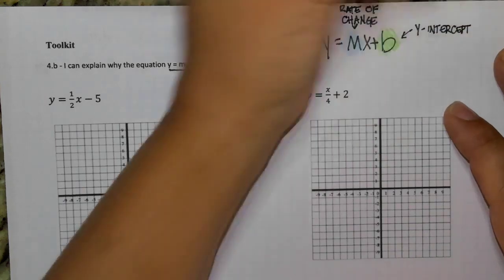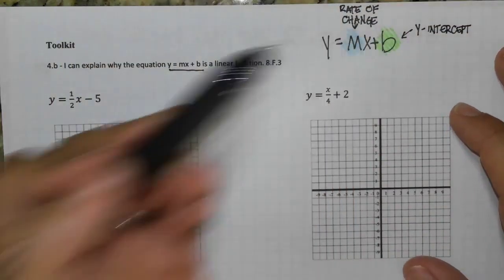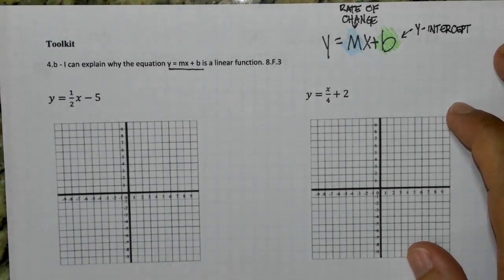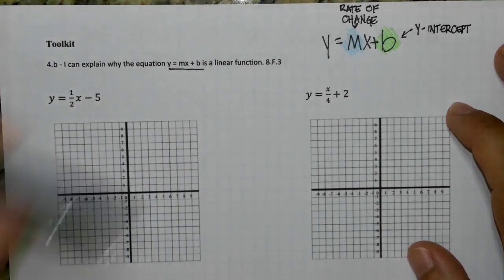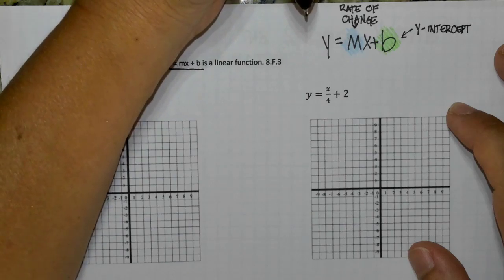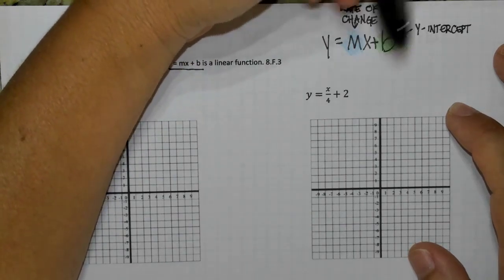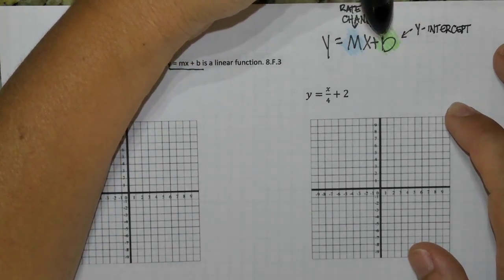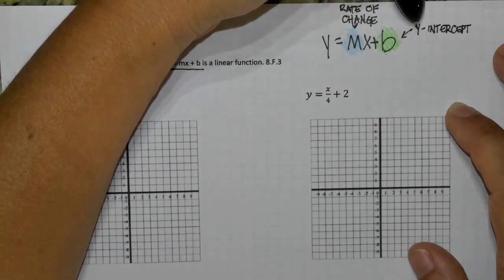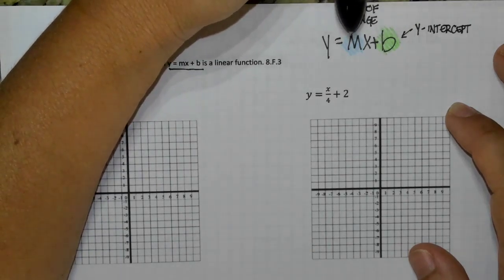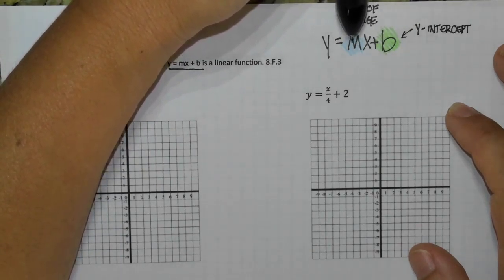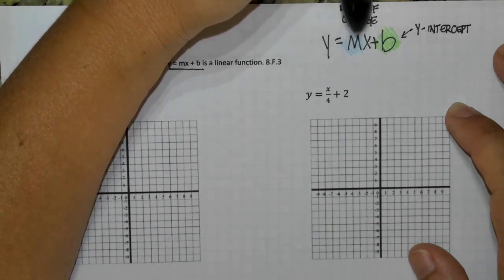Why is it b? Why is it m? Those are just placeholders for you to put in your y-intercept and your rate of change. You can think about b as the beginning number that it starts with, the beginning number is your y-intercept, and the m standing for the number you're multiplying by, or the rate of change, the multiple.